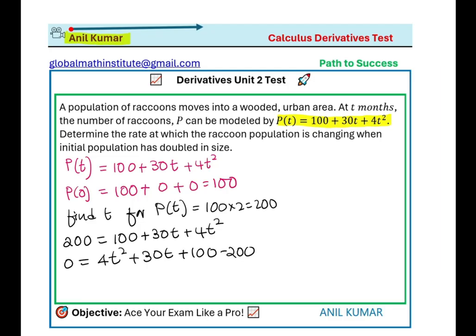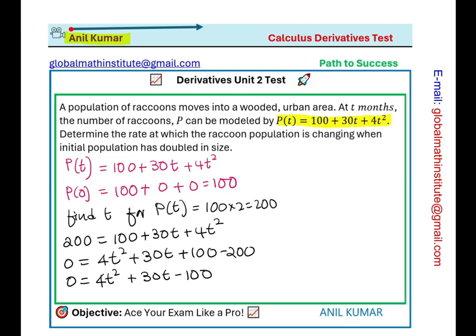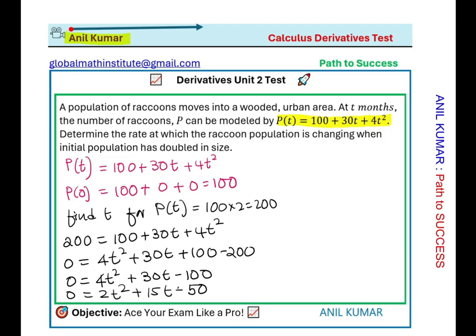And then 0 equals 4t square plus 30t minus 100, correct? 100 minus 200. You can simplify this by dividing by 2. At least you can do that. Okay, so 2t square plus 15t minus 50 now becomes your equation. You need to solve this to find the value of t.